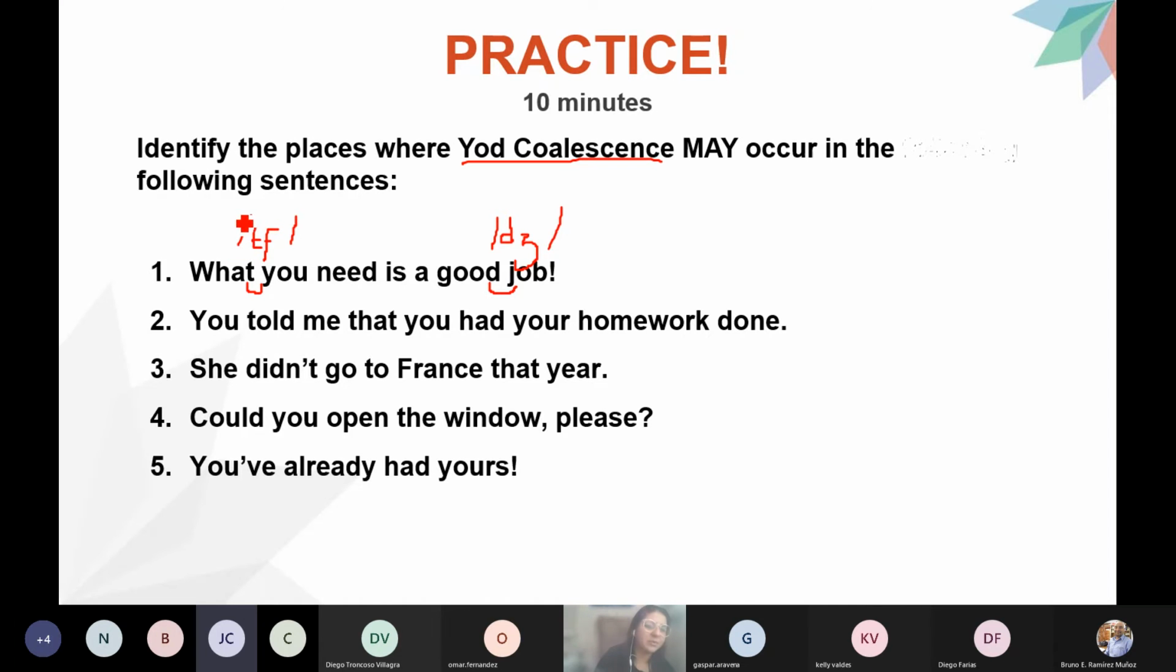Gaspar, can you pronounce sentence number 1, please? Yes, no problem. What you need is a good job. Perfect. Thank you very much.